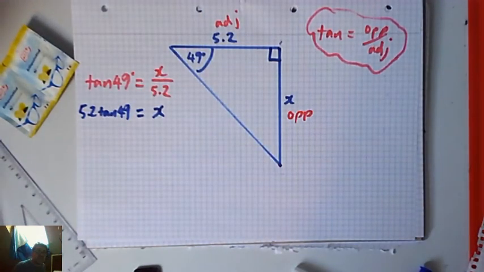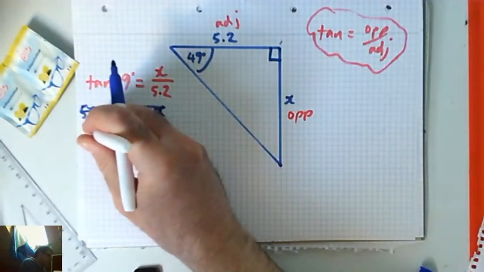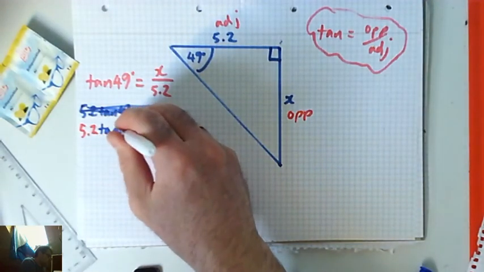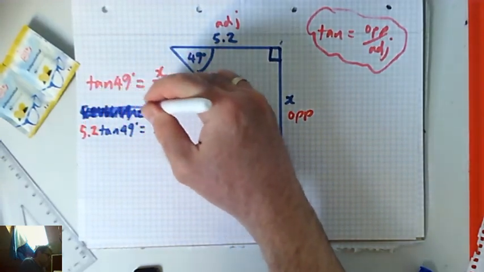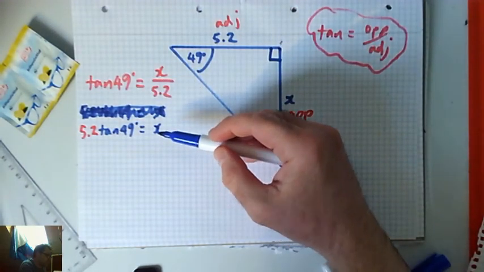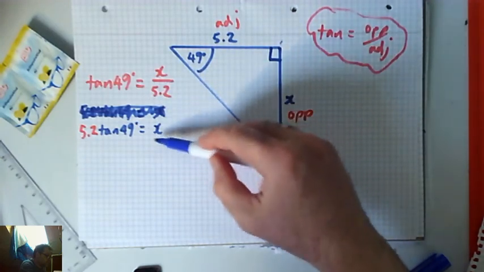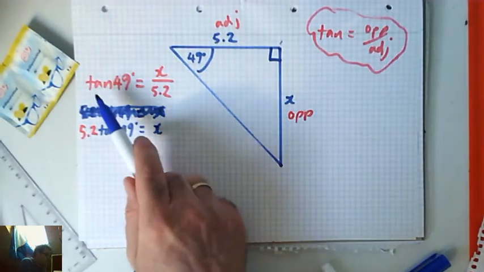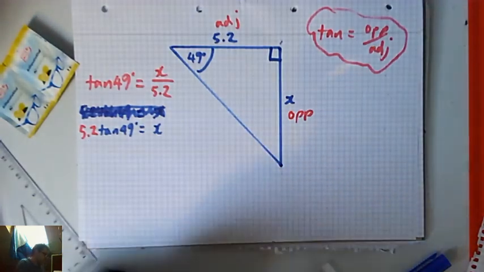So I've just multiplied. That's not very clear on screen, is it? Let's just do a better version of that. So multiplying both sides by 5.2, 5.2 tan 49 equals x. Let's just obliterate the heck out of that. Yep, so from here to here I've multiplied by 5.2. Multiplying by 5.2 here on the right just to get the x on its own and get rid of the fraction. But then I've got to multiply by 5.2 on the left as well. So where I had tan 49, I've now got 5.2 times tan 49.